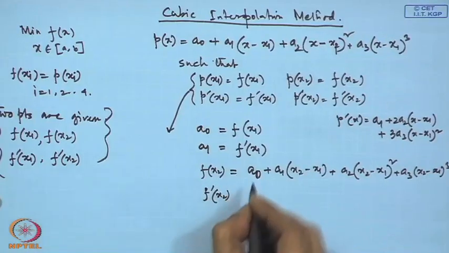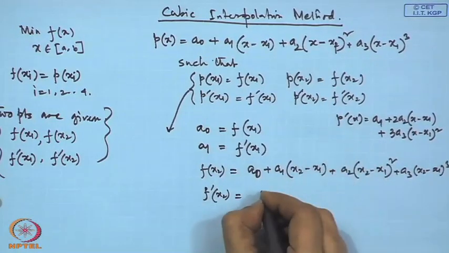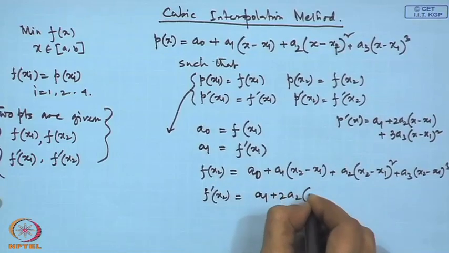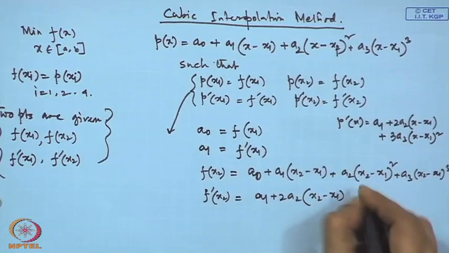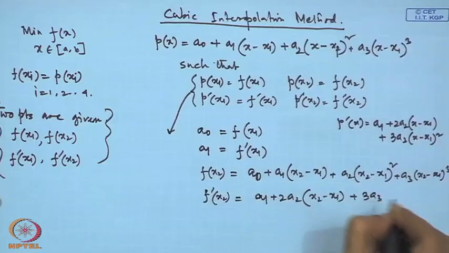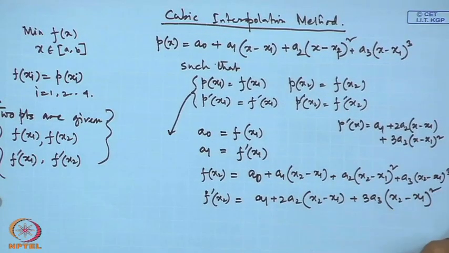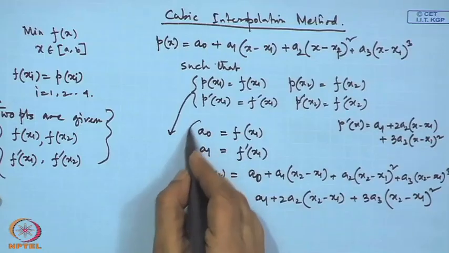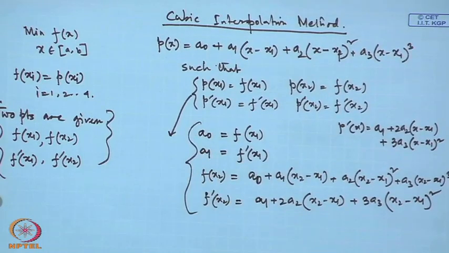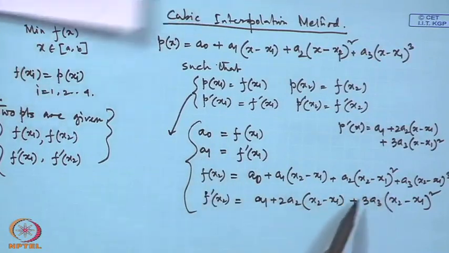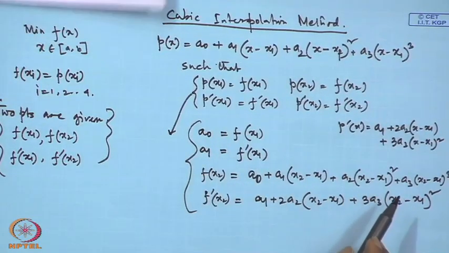F prime x2 is given to us, so we equate it with A1 plus 2 A2 (x2 minus x1) plus 3 A3 (x2 minus x1) square. With these 4 equations and 4 unknowns, we can get the solution very easily, and these are the equations with A2 and A3 only.